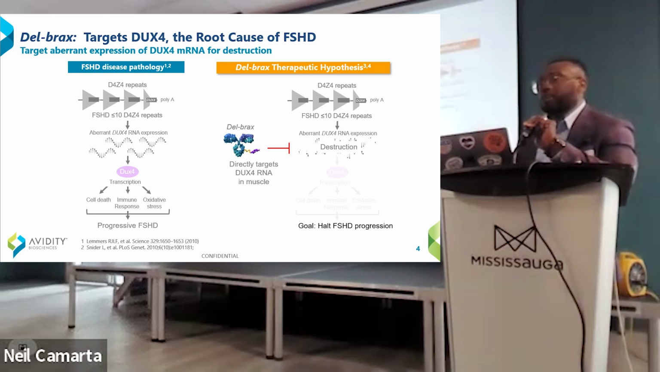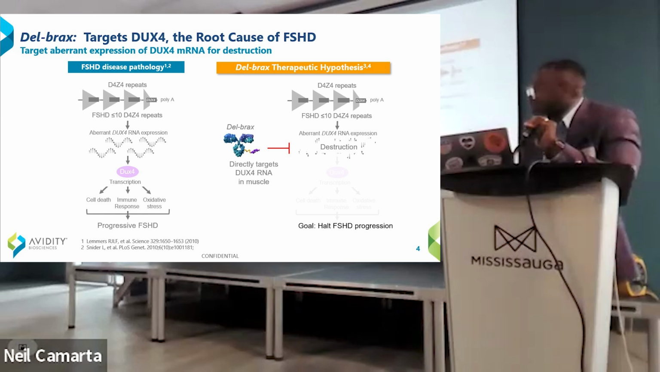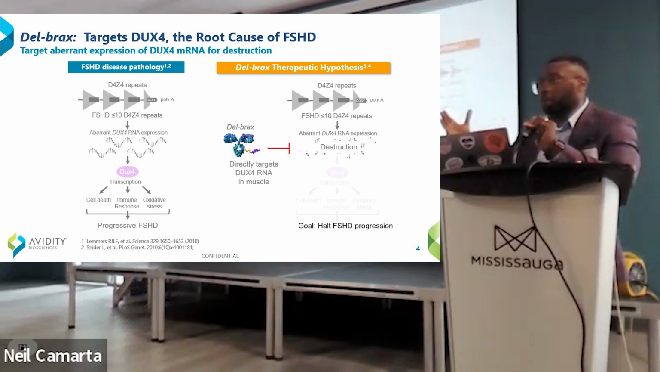What we are proposing as a company with our molecule, which is known as del-brax, we have a small interfering RNA. So what that would do is it would interact with DUX4 and kind of destroy DUX4. So when that destruction happens, we then halt everything that happens downstream. For example, the cell death as well as oxidative stress that will result in progression of FSHD. So that is just the thought behind the molecule that we're developing in clinic.